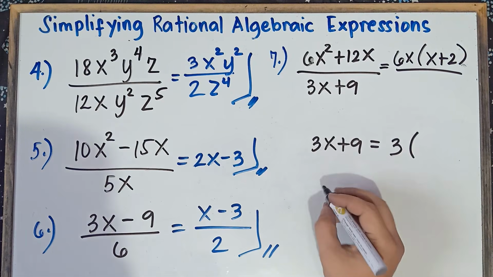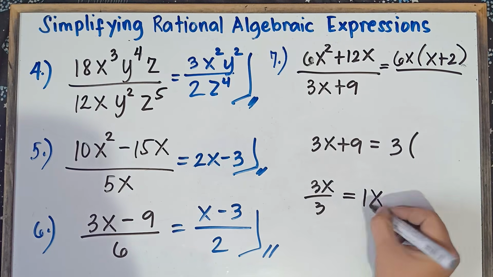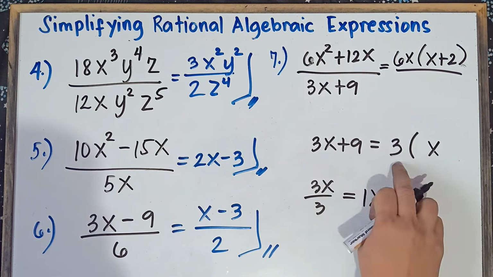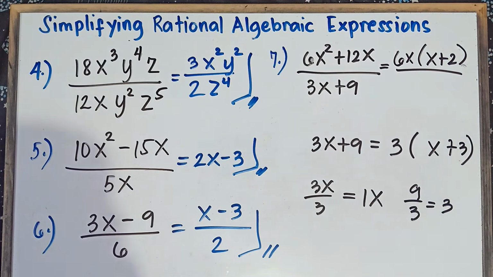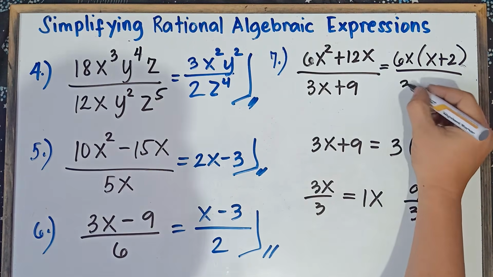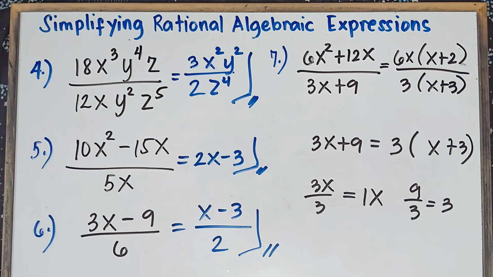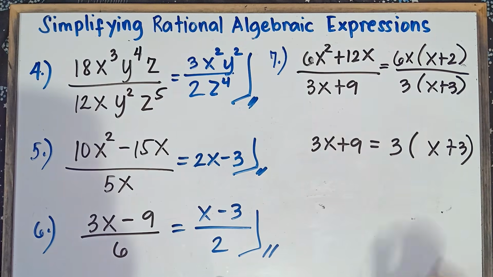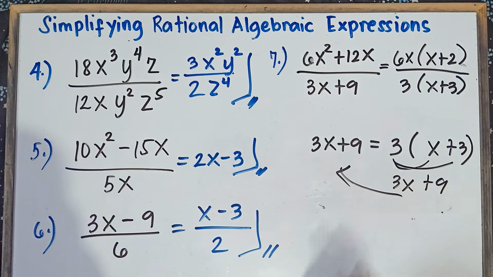And then simply divide 3x by 3. So 3 divided by 3 is 1. Simply copy x, that would be 1x, or we can just simply write x. And then 9 divided by 3 would be equal to 3, so that would be positive 3. So this will be 3, open parentheses, x plus 3. Once again, class, always double check your answer by distributive property. 3 times x would be 3x, 3 times 3 would be positive 9. Yep, you will have the same answer.